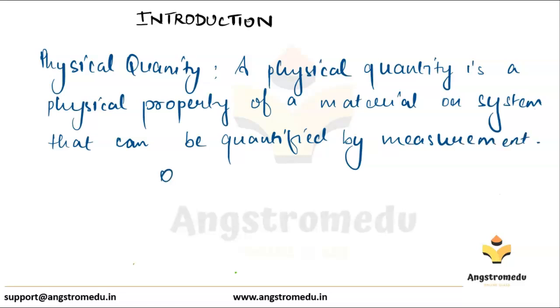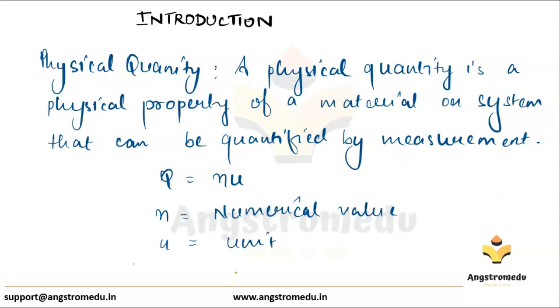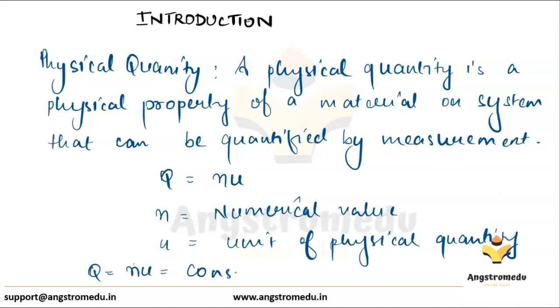So, this Q is represented as the physical quantity. This can be written as N into U. Here, N is the numerical value of the physical quantity, and U is the unit of the physical quantity. So, for any physical quantity, Q equals N times U equals a constant. So, we can say that N, the numerical value, is inversely proportional to the unit.